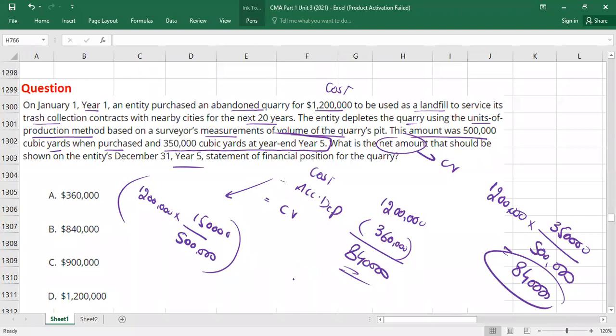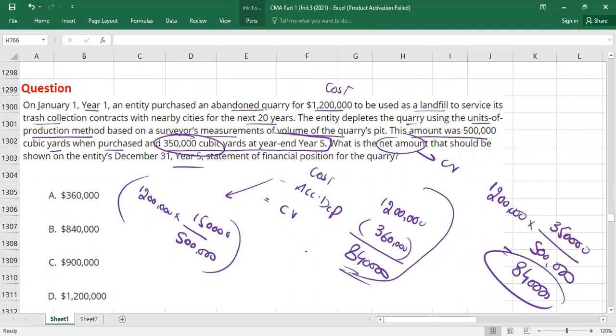840,000. Because carrying value is what? Which is not depreciated. Right or wrong? 350,000 is remaining. It means this amount is not depreciated. 350 out of 500 is remaining. We can take 350 over 500, multiplied by the depreciable base. This will give you the carrying value directly.